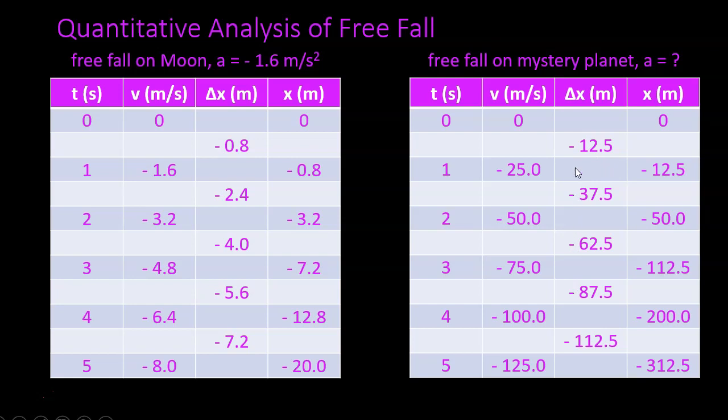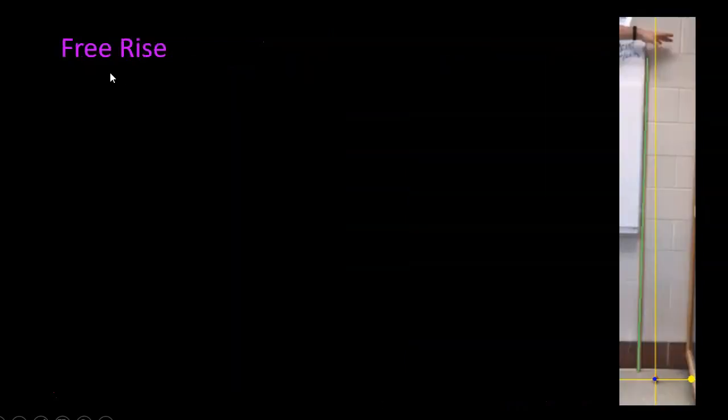Pause the video and take a minute to find out the acceleration on this mystery planet. If you said the acceleration was negative 25 meters per second squared, you're right, and that happens to be the acceleration caused by gravity on the planet Jupiter. Let's move on and talk about another vertical motion known as free rise.